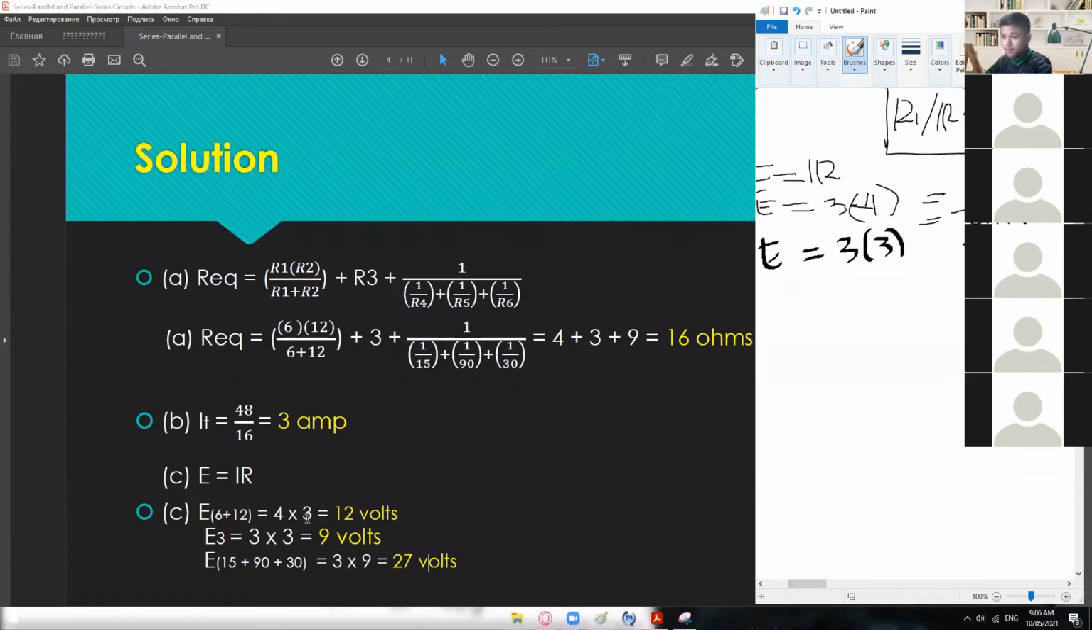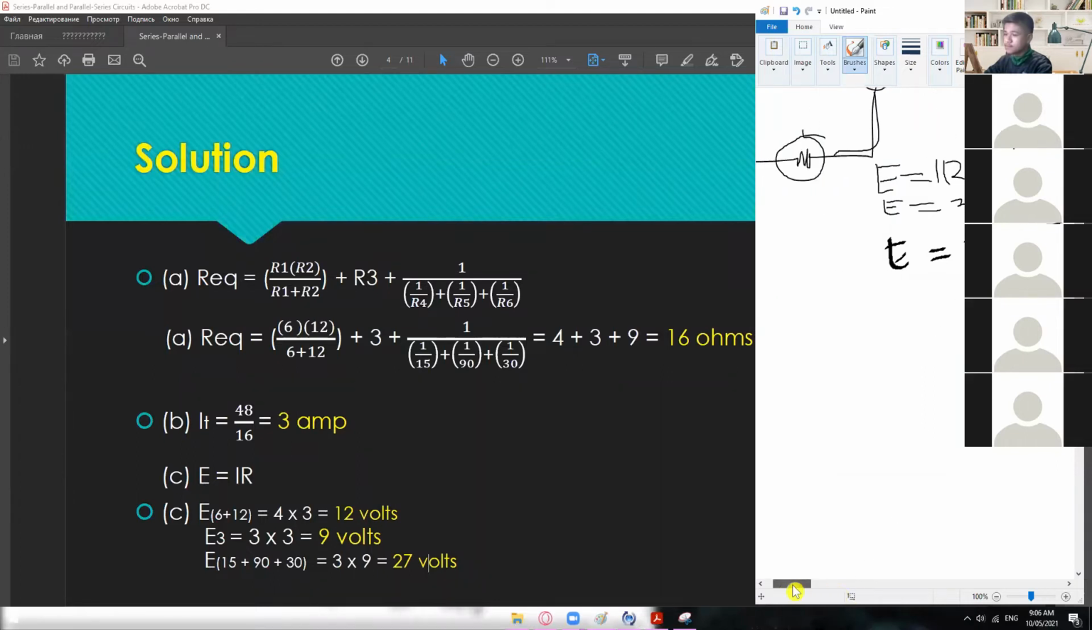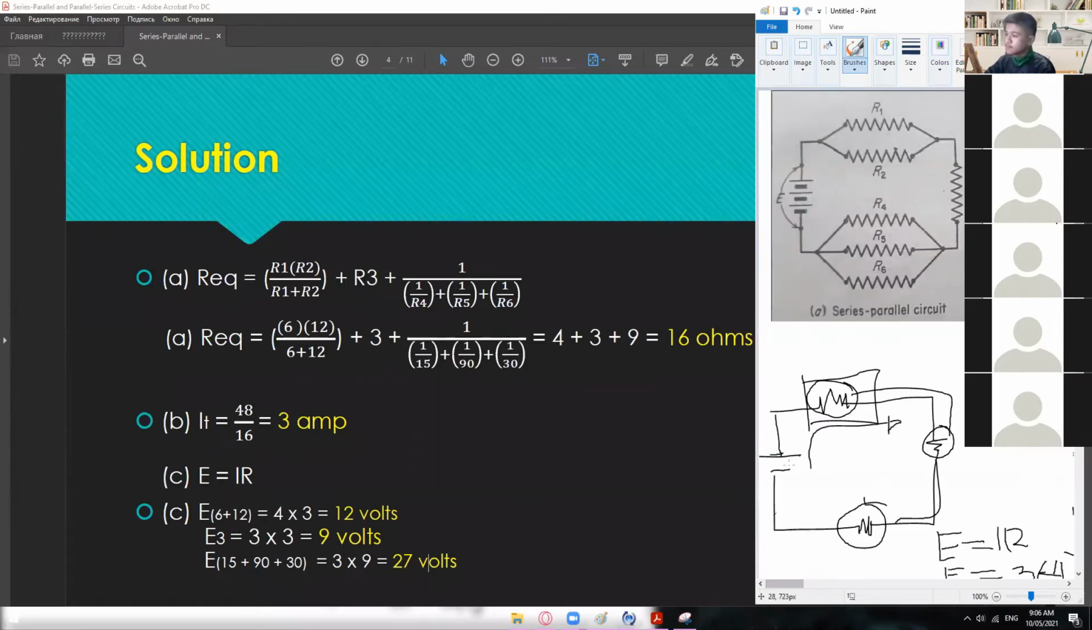So were you guys able to follow on how did we get the voltage drop across each section? So any question kung saan kayo nalilito? Hello guys, I need your feedback kung kamusta? Kung naintindihan nyo ba tong letter C or hindi?